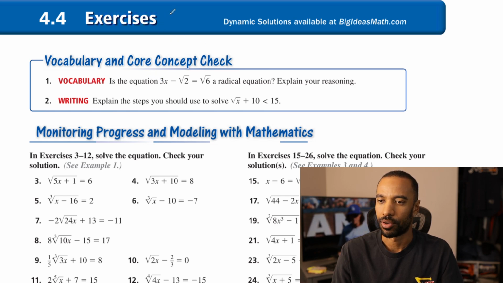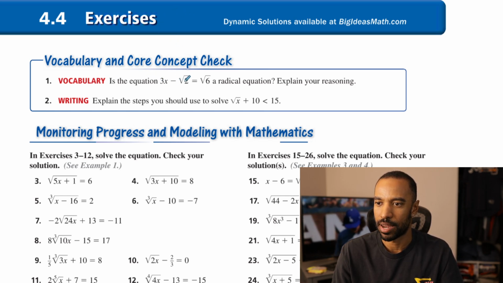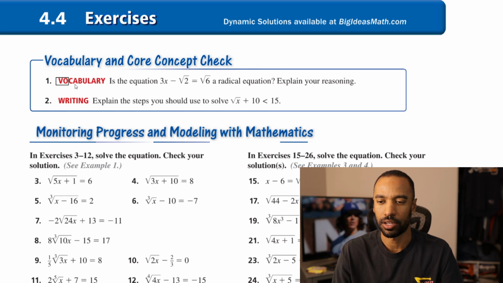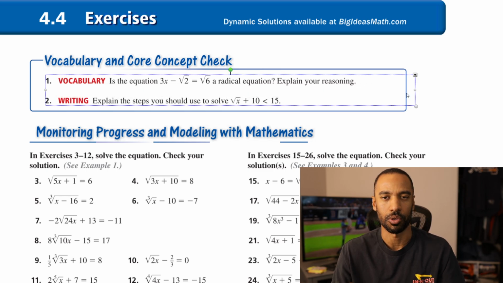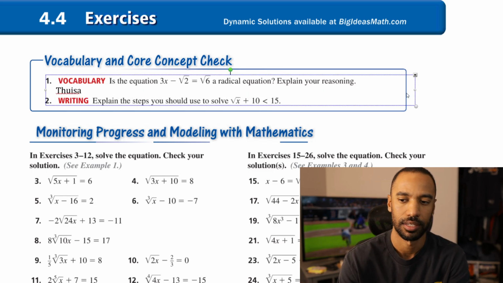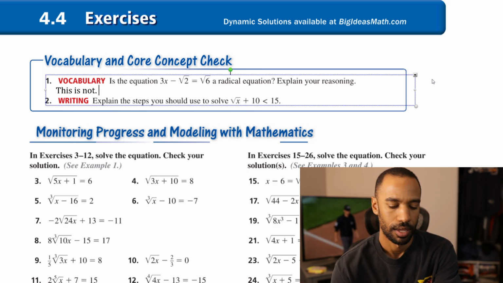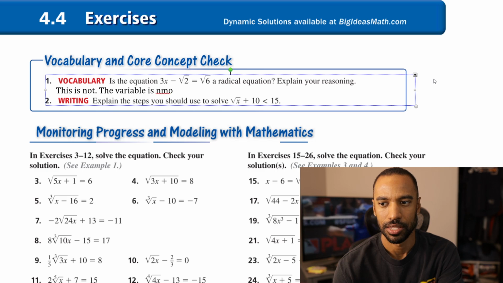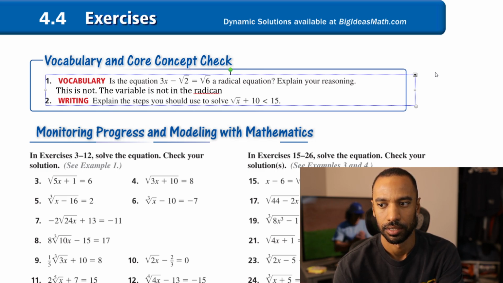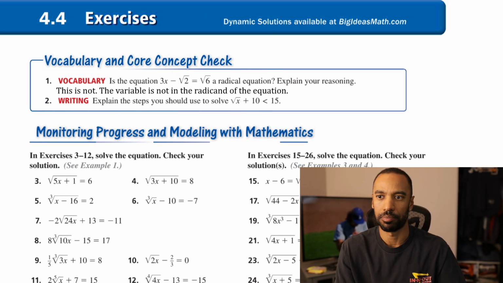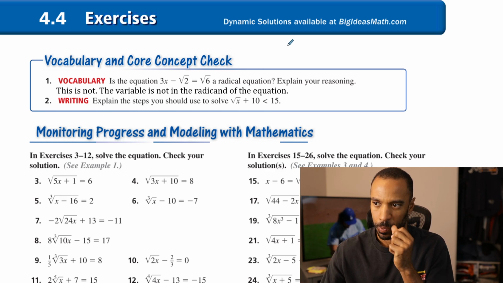Number 1, vocabulary. Is the equation 3x minus root 2 equal root 6 a radical equation? Explain your reasoning. It's not. See, radical equations have your variable in the radicand. So this is not. Doesn't matter that it has irrationals. The variable is not in the radicand of the equation.